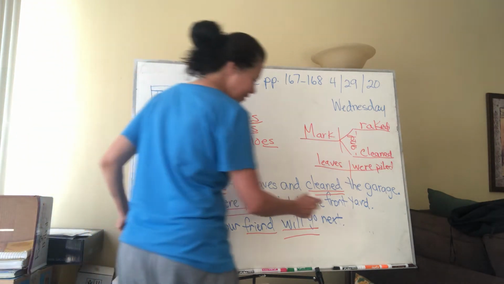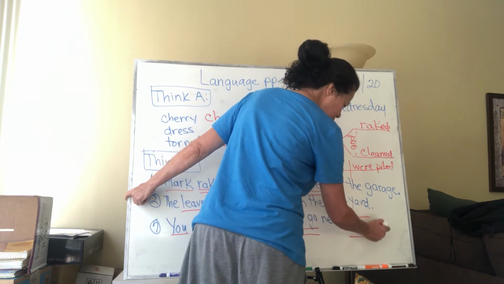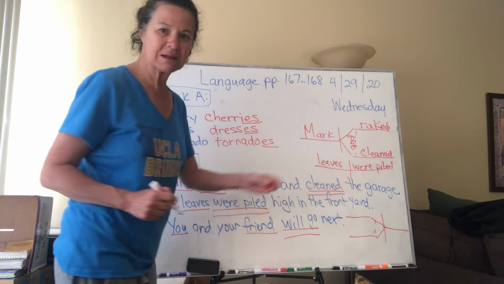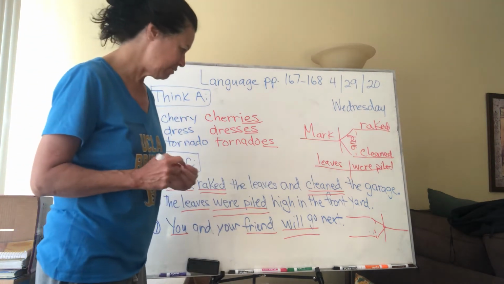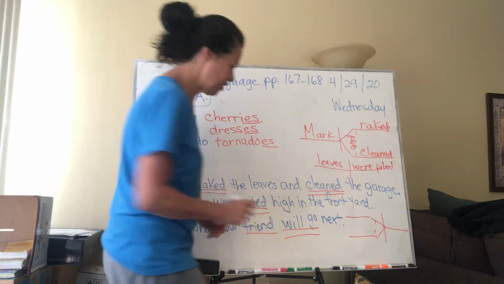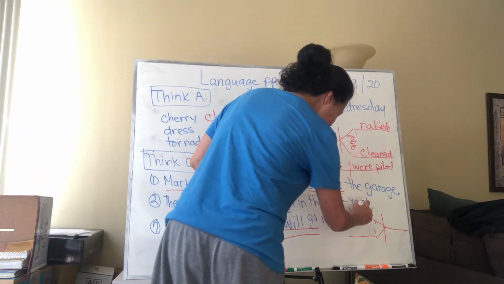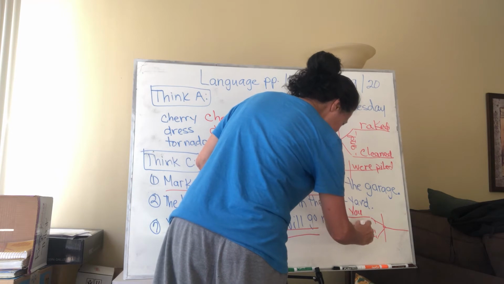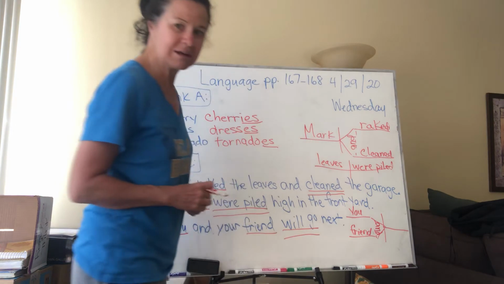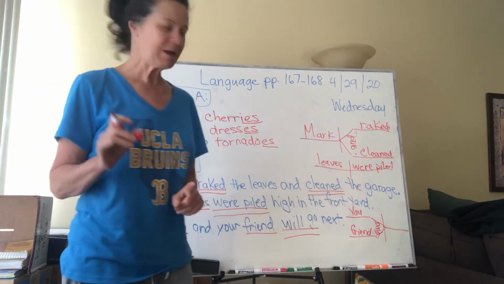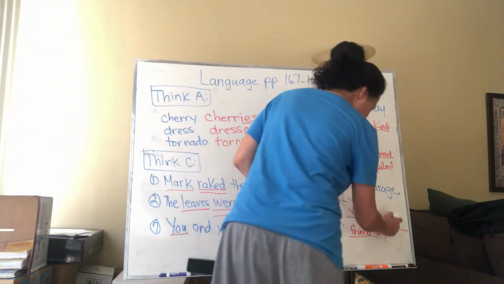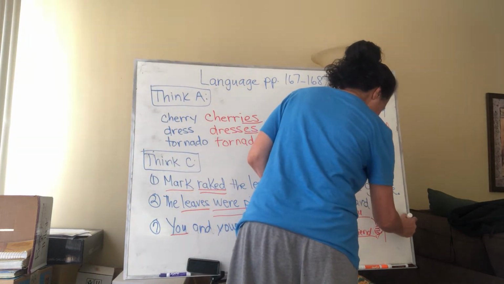So I'm just going to diagram that right here. I have 2 subjects there, a compound subject. So that's the kind of form that I create. And I have my subjects, you, friend. I capitalize the word you because it's the first word in the sentence. Okay, I put my connecting word and in the triangle. So compound subject, you, friend, connecting word and, and my verbs are will, go.